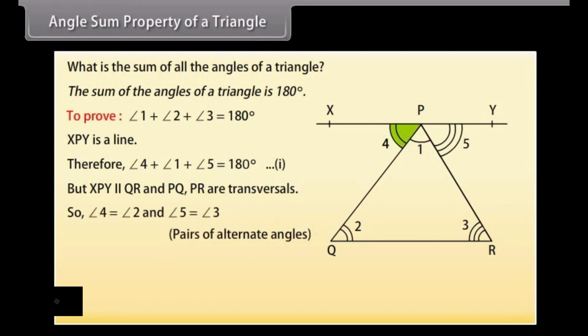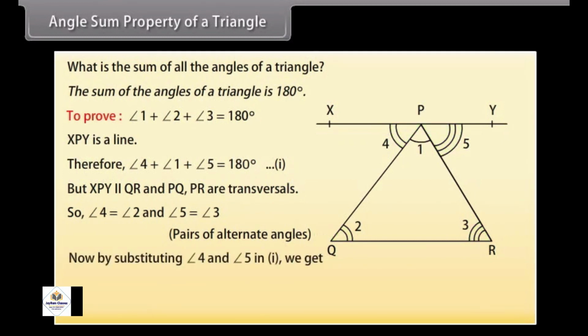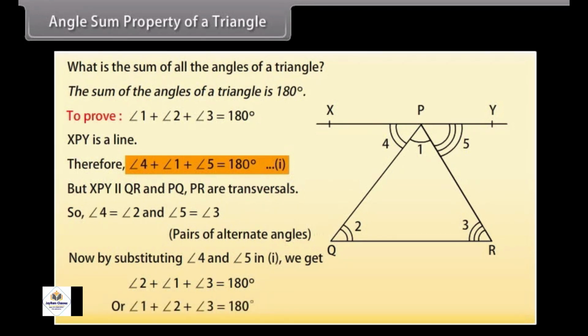But XPY is parallel to QR, and PQ, PR are transversals. So angle 4 is equal to angle 2 and angle 5 is equal to angle 3, because these are pairs of alternate angles. Now by substituting angle 4 and angle 5 in 1, we get angle 2 plus angle 1 plus angle 3 is equal to 180 degrees. Or we can write it as angle 1 plus angle 2 plus angle 3 is equal to 180 degrees.